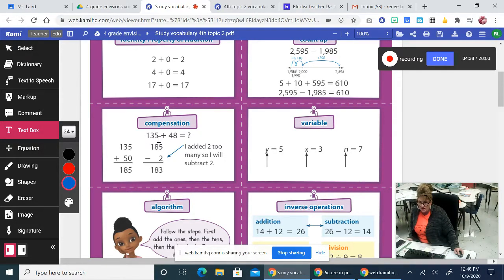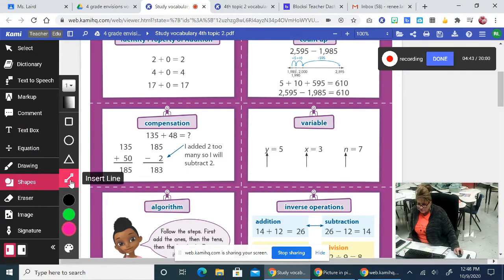So they said 135 plus 48. They changed the 48 right here. They changed the 48 to 50. Okay, and 185 is that answer. See how easy that is? You just add 5 plus 0, 3 plus 5 equals 8, 1 plus 0, 1, okay? What did they add to 48 to get to 50? Right, they added 2. So they took 185 and they put it right here, and then they subtracted the 2, which is 183. And that's called compensation.